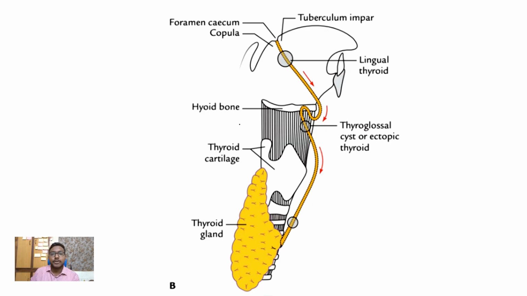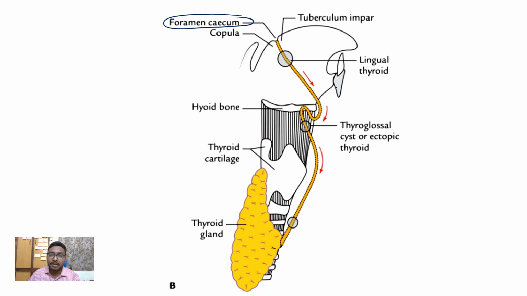Next. So this is the course of the embryology of thyroid gland. It starts at the level of foramen cecum, then it will slowly descend down. Then at the level of hyoid bone, it will take a little bit of a left turn, and again it will continue to descend to ultimately reach its position anterior to the trachea.